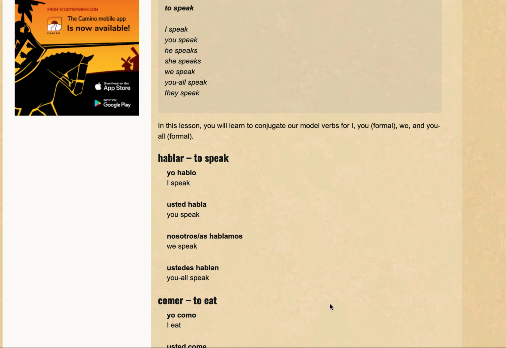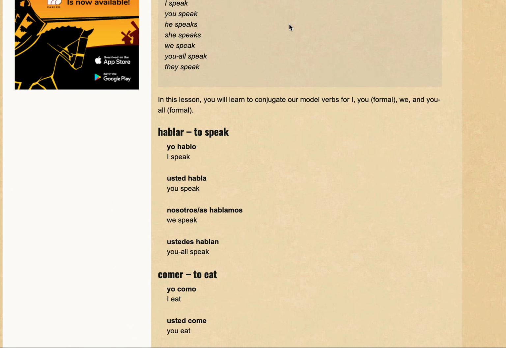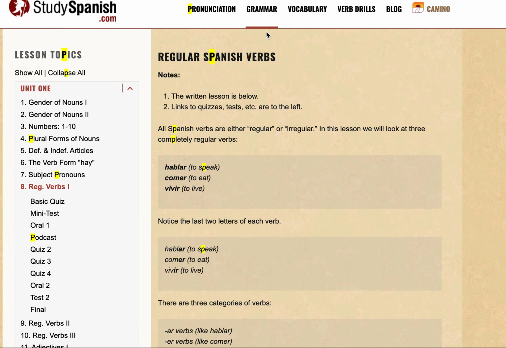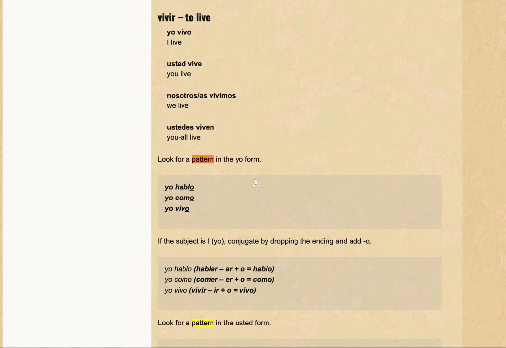So for instance, let's try to look for a pattern. Wherever you see a pattern, that's where it tells you what the rule is, so to speak. So yo hablo, yo como, yo vivo. Which would mean that you conjugate it by dropping the ending and adding an O.